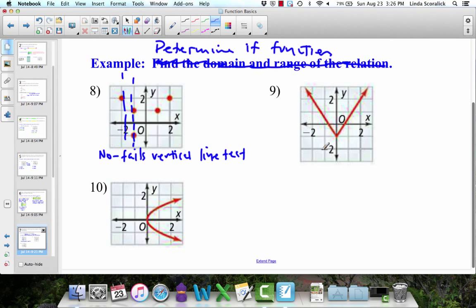How about number 9? Is there anywhere here that you can draw a vertical line so that it passes through the function more than once? There isn't. This is a function, and this passes the vertical line test. How about number 10? Number 10 also fails the vertical line test and is not a function.